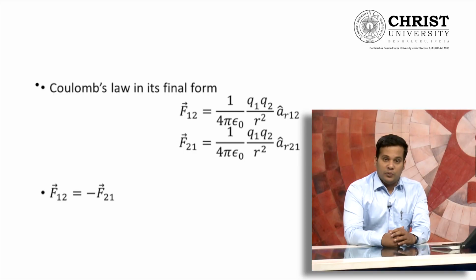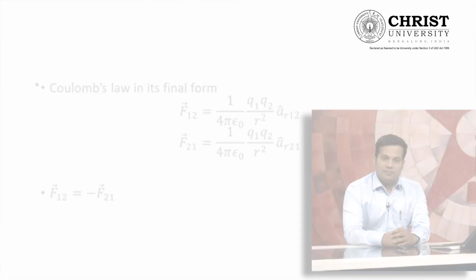Thus, Coulomb's law in its final form is F12, the force on charge Q1 due to Q2, is equal to 1 upon 4 pi epsilon 0 times Q1 Q2 upon r square times the unit vector from Q2 to Q1. Similarly, in the second equation, F21, the force on charge Q2 due to Q1, the magnitude is the same except the vector aR12 is changed to aR21. It is obvious that F12 and F21 are opposite in direction, since vectors aR12 and aR21 are opposite in direction.